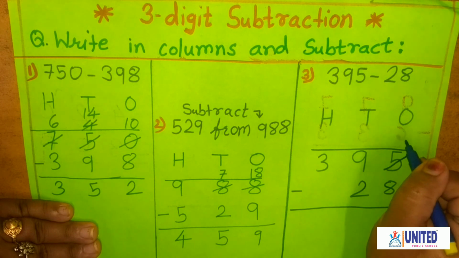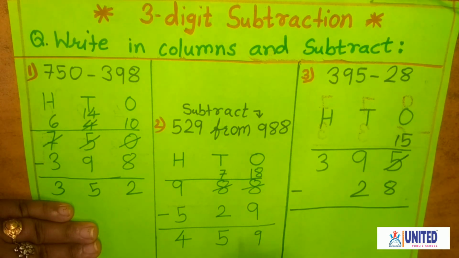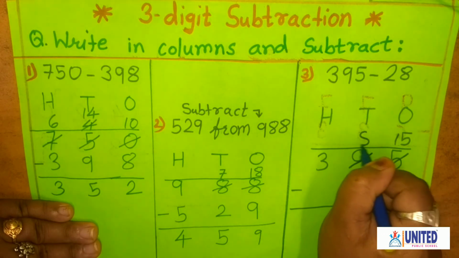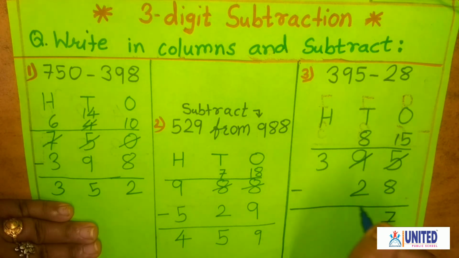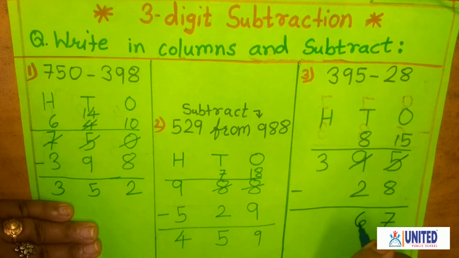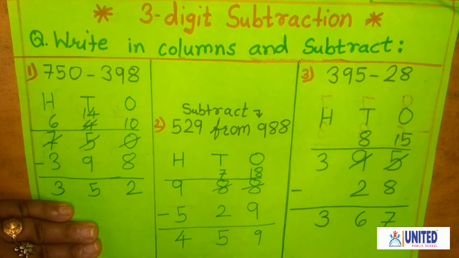Is 5 minus 8 possible? No. So take the borrow from the tens column. Then here it is 15 and the borrow is taken, so here 8 remains. Now 15 minus 8 is 7. 8 minus 2 is 6. And 3, there is no number here, so we can write 3 as it is. Okay, so our answer is 367.